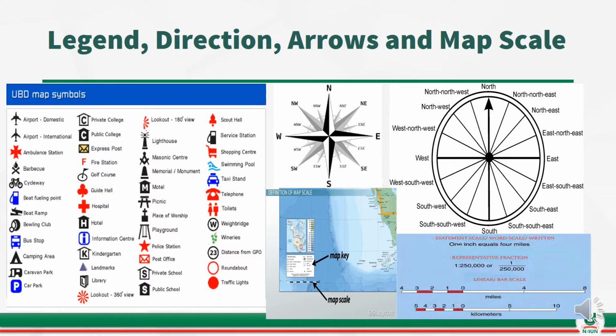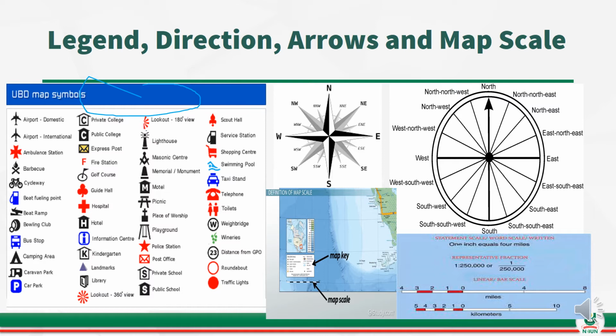Now, when we talk about the title, we are looking at what tells the reader what information is found on the map. While the legend tells the reader about the colors or symbols used on the map and what they represent. So you can see all this at this point. They are showing us what the map is talking about.